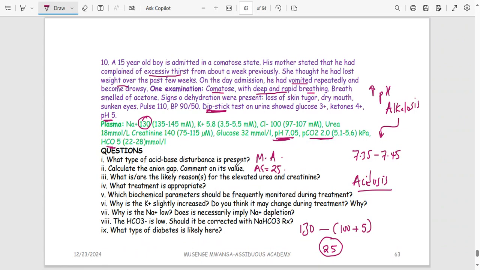Number four, what treatment is appropriate? Remember the treatment is all the same, but because this person has diabetes, we can talk about infusion of insulin. And since this is diabetic ketoacidosis, is it associated with type 1 or type 2 diabetes? Anyone? Remember, we can see this thing like the acetone.